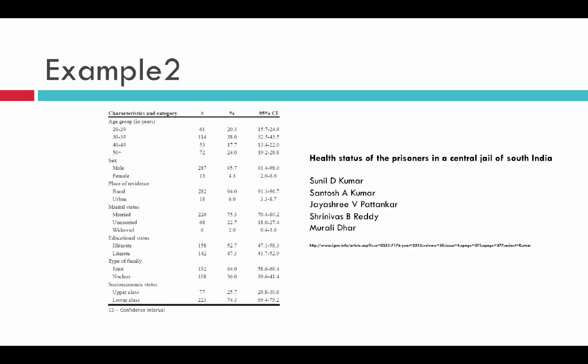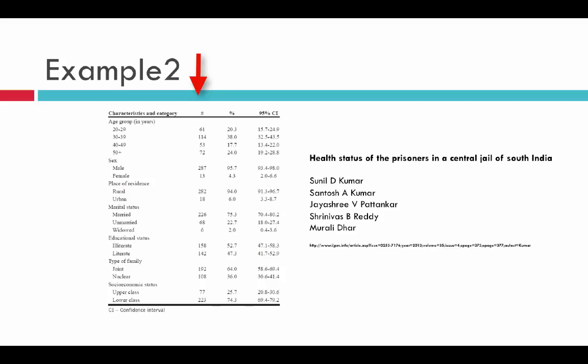This table was taken from an article, Health Status of the Prisoners in a Central Jail of South India. The researchers were interested in studying the prisoners for a particular jail, specifically their health outcomes. What was really important for their study, and is very common for other studies as well, is a description of the participants that they sampled. We see here that the researchers looked at the prisoners' age group, sex, place of residence, marital status, educational status, type of family, and socioeconomic status.